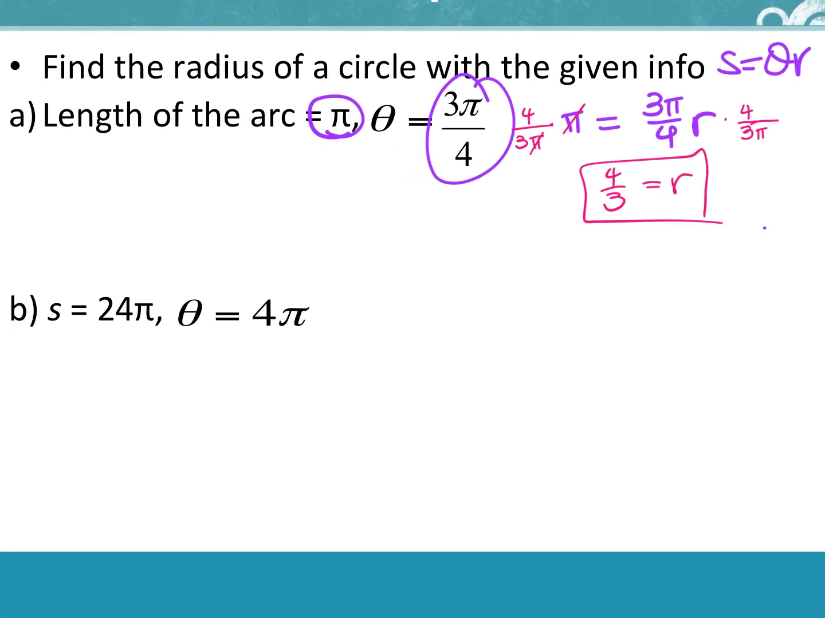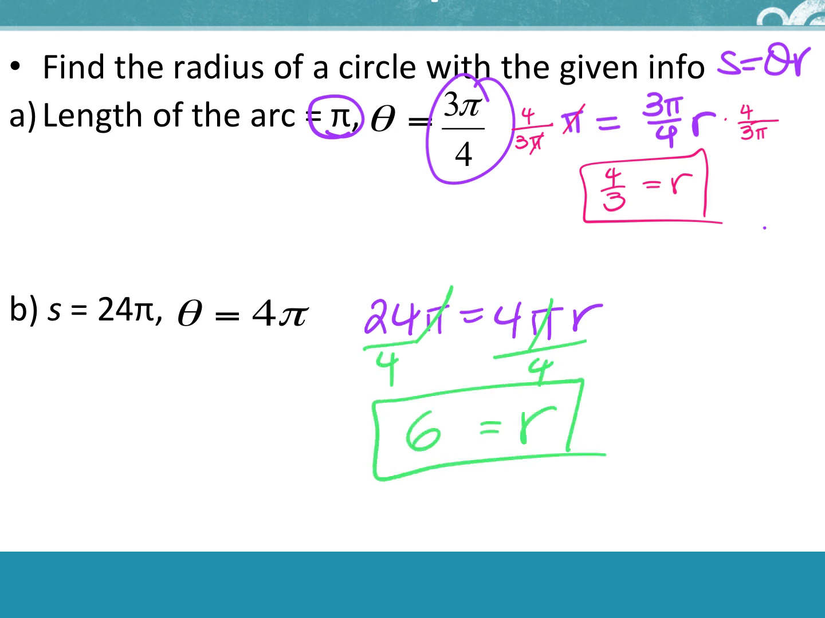And the last one, S is my arc length. Theta is 4 pi. Radius is what I'm missing. Again, you could just cancel out the pi's and then divide by 4. You could do it all in one step. R is 6. So just pay attention to what they give you and what they're asking for, because some people just try to take that and multiply it together, which is wrong.